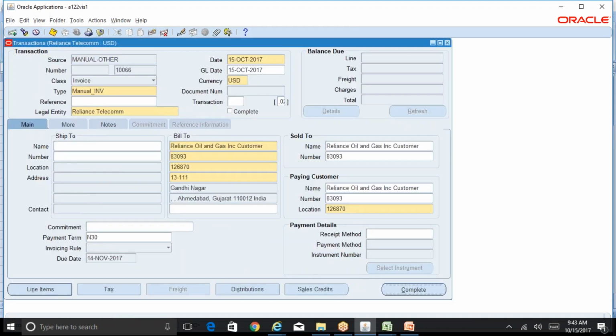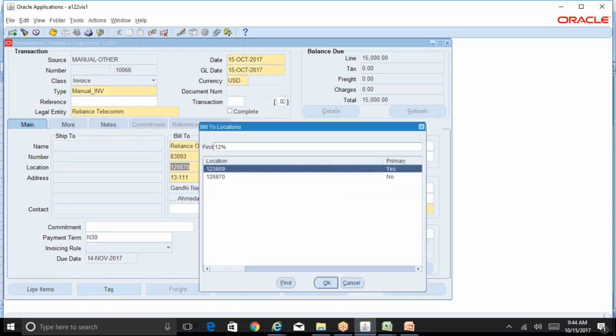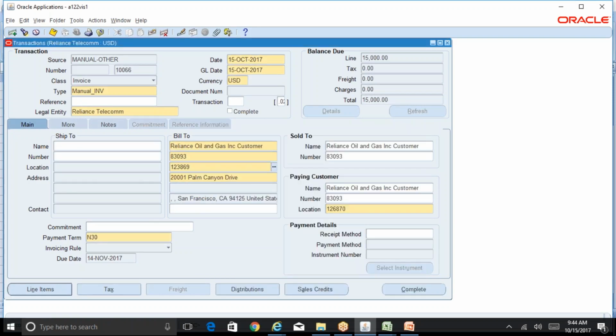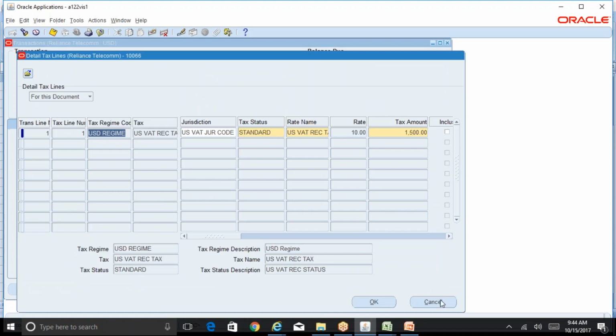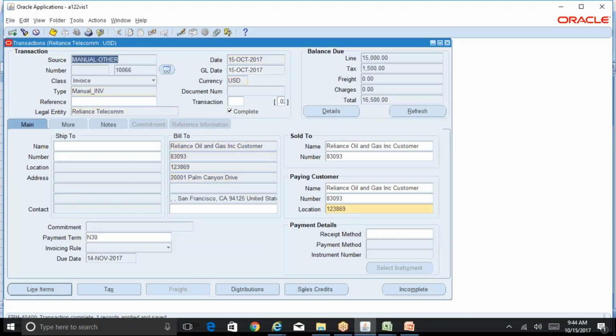You can even try to complete this invoice. When you complete this invoice, you can see tax as 0. As long as this is not transferred to GL, you can incomplete this particular invoice. That is the standard functionality. If you are able to incomplete the invoice, then you can change these values, and the system will automatically recalculate the tax. Now click on complete. You will be able to see the tax amount of 1500.